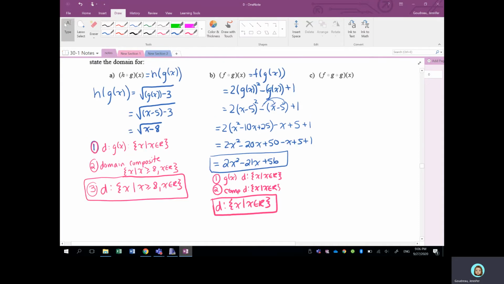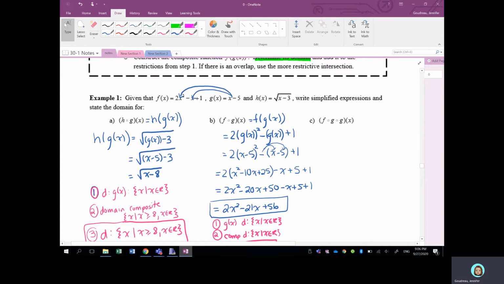Our last one. So a little more work with this one. This is a composite of 3 functions. So this is f at g at g at x. A little confusing. F at g at g at x. So we're going to take it a step at a time. We're going to work always from the inside out.